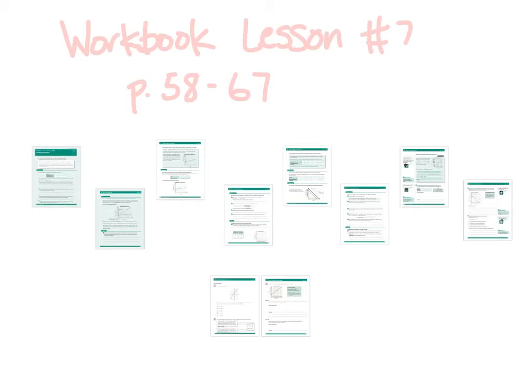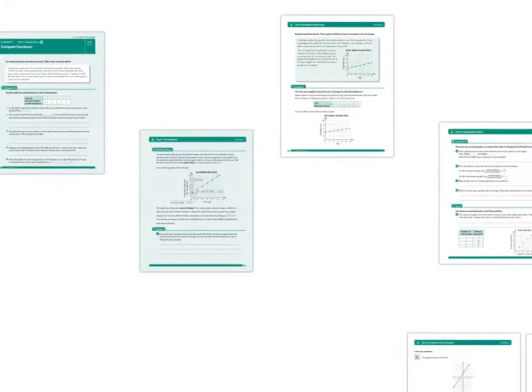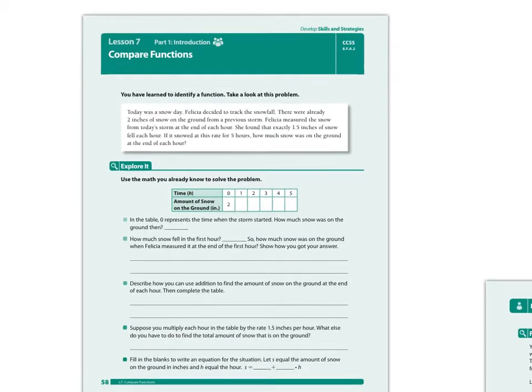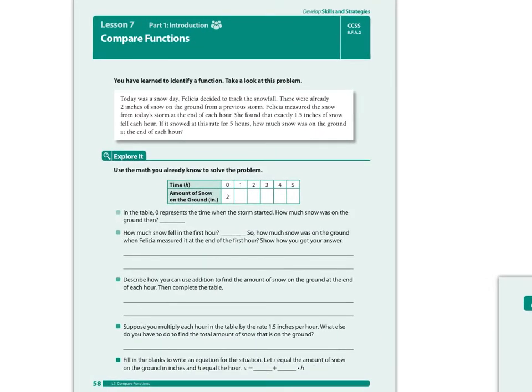We're going to be in our workbooks, lesson number 7, as you see right there, pages 58 to 67. I know some of you are choosing to work on the workbooks on your own. That's great. Some of you want to go through with me, and that's just A-okay as well. Let's start on page 58. Go ahead and read that first paragraph about Felicia, who is tracking some snowfall, and then we'll pick up from there.